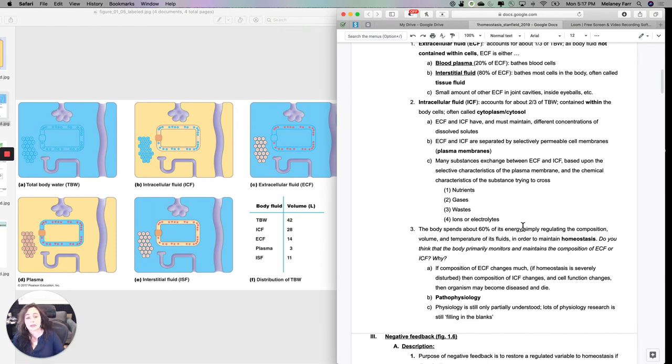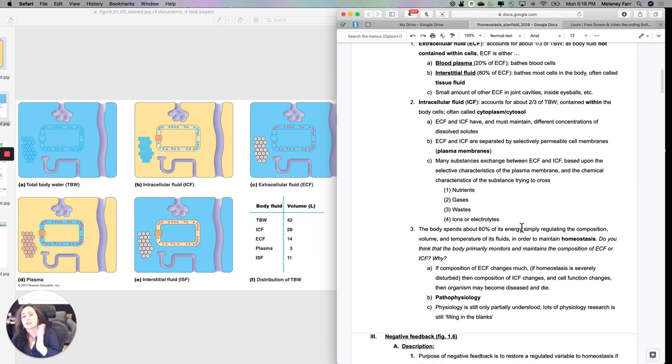So the body spends almost 60% of its energy simply regulating the composition, the volume, the temperature, and the pH of the intracellular and extracellular fluids in order to maintain homeostasis, because you can't have a different composition or the same composition in the intracellular fluid as the extracellular fluid and have the cell function properly.